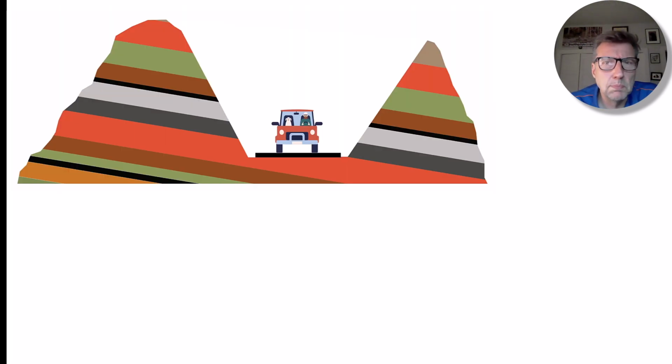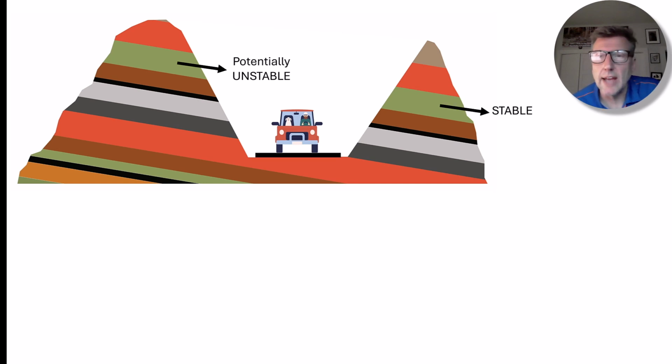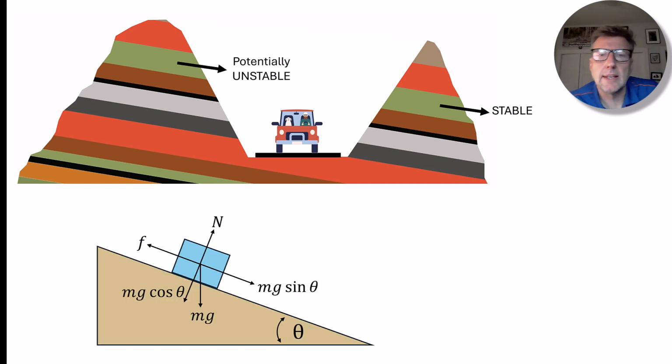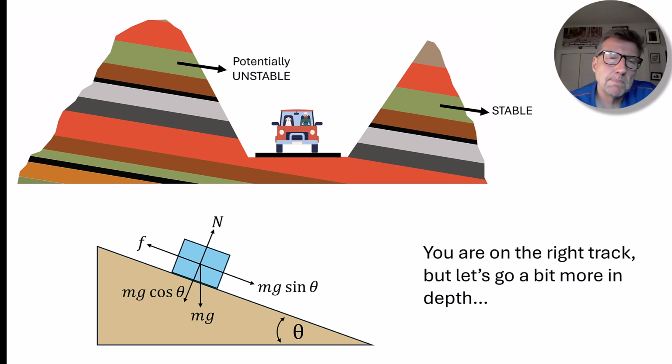Let's examine a simple two-dimensional road cut and visually assess stability. On the left-hand side, you'll note the rock may slide into the roadway. It is potentially unstable. However, on the right-hand side, the rock cannot slide into the roadway. It's stable. You may be thinking that this is simply a block on an inclined plane problem from your first physics course. Well, I'd tell you you're on the right track, but let's get a little bit more in depth.